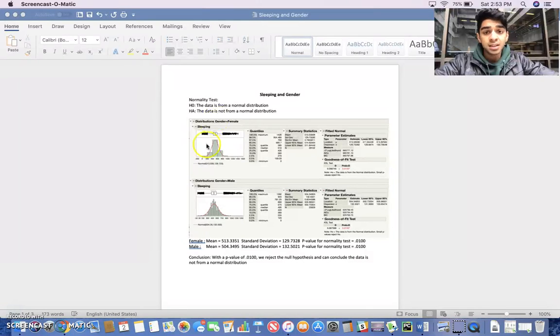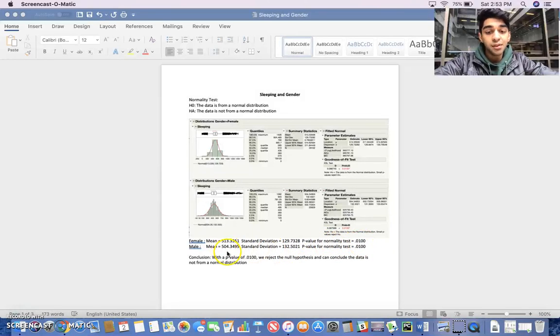So I went ahead and did the test and got this EDA, and as we can see, both histograms are roughly symmetric. And also from this window, I gathered that the mean for females is 513.3351, the standard deviation is 129.7328, and the p-value for the normality test is 0.0100.